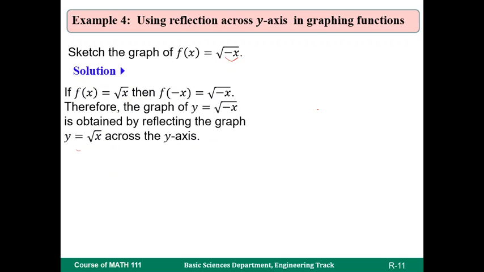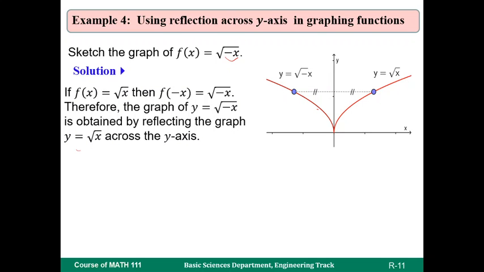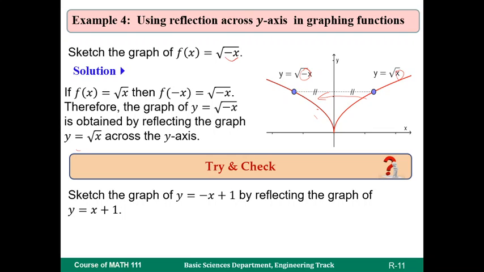Okay, let's see the solution here. It tells exactly what we did, like the square root of x and the square root of negative x, where x is replaced by negative x. So then you take the reflection through the y-axis. Now let's look at this try and check example.